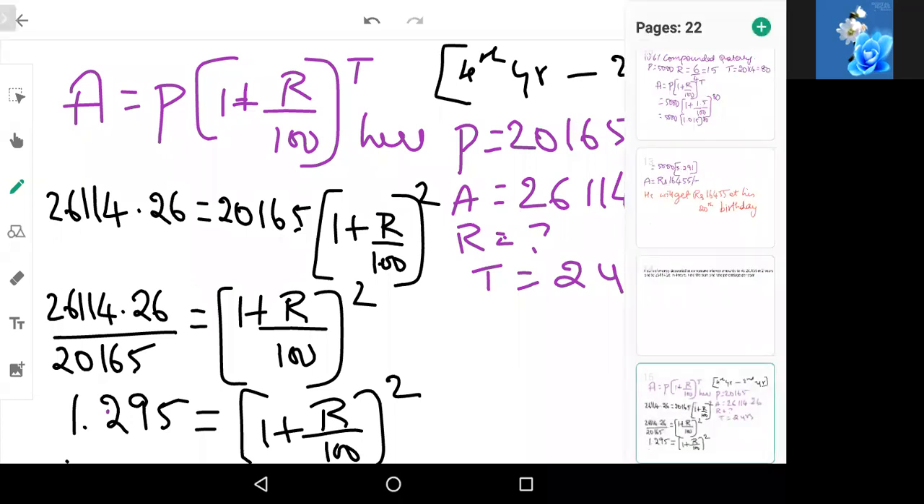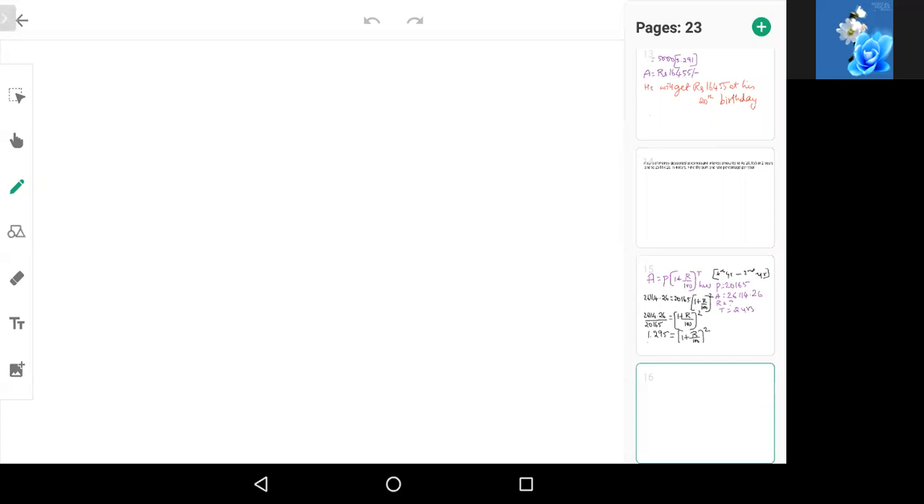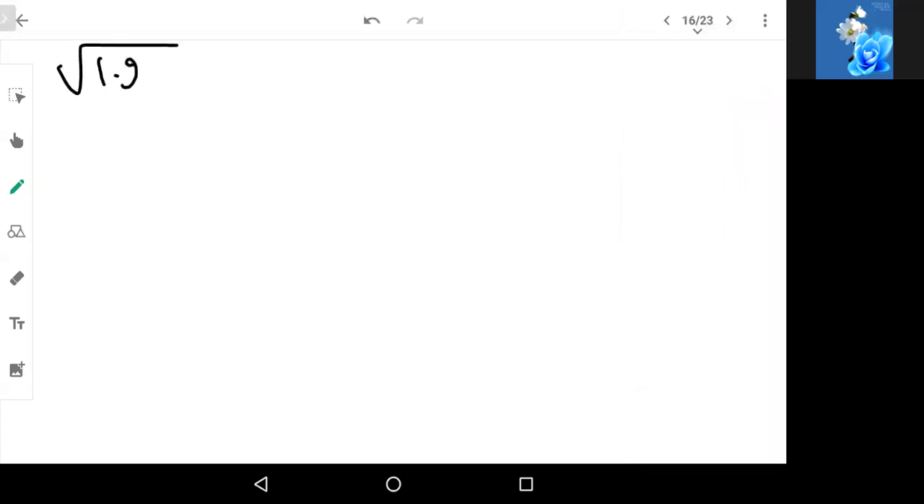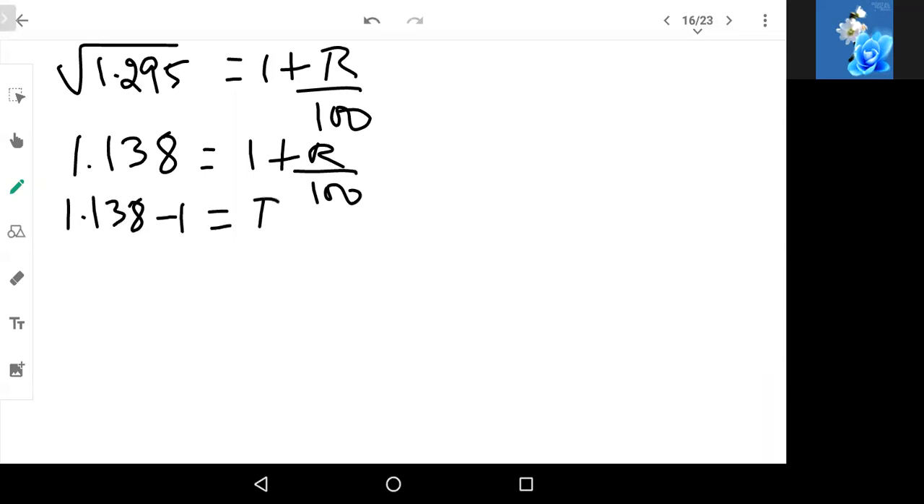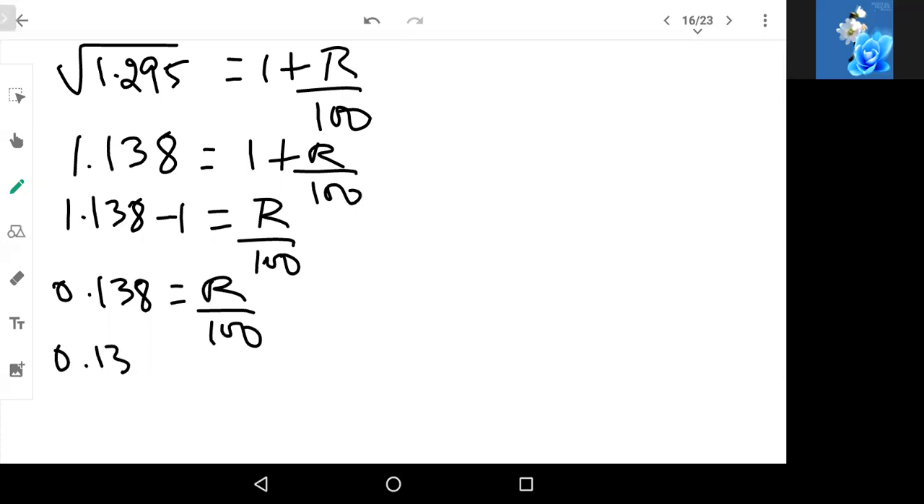Now in the next step, I'm going to take that square to the other side. So it will become square root of 1.295 is equal to 1 plus R by 100. So square root of 1.295, we will be getting 1.138 is equal to 1 plus R by 100. So 1.138 minus 1 is equal to R by 100. 0.138 is equal to R by 100. So 0.138 into 100. So R is equal to 13.8%.